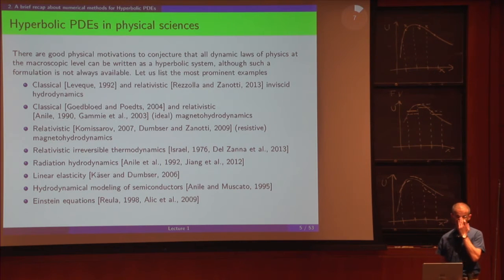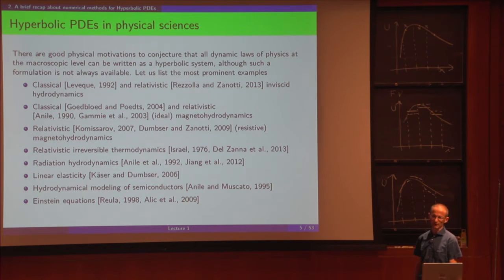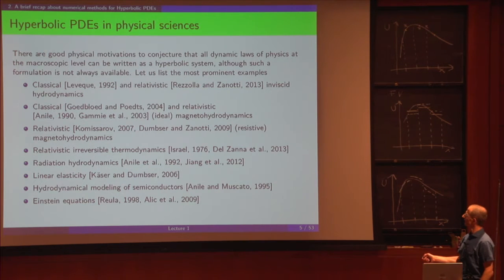So hyperbolic PDEs in physical sciences are essentially everywhere. I would even claim that at the macroscopic level, all dynamic laws of physics should be written as hyperbolic systems. When they are not, then it means that there is some problem. Classical examples are hydrodynamics, both Newtonian and relativistic, then MHD, classical and relativistic. Of course, you know that ideal MHD is not strictly hyperbolic because Stokes' theorem is also involved in the induction equation, not only Gauss' theorem, but still we can classify it in this category of hyperbolic PDEs.